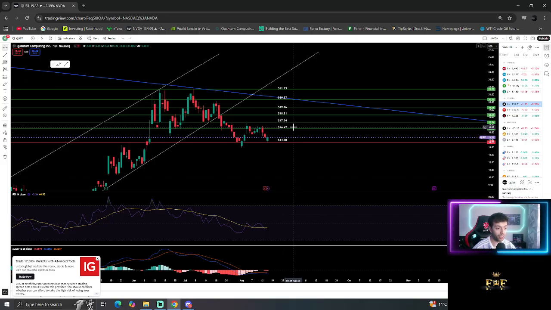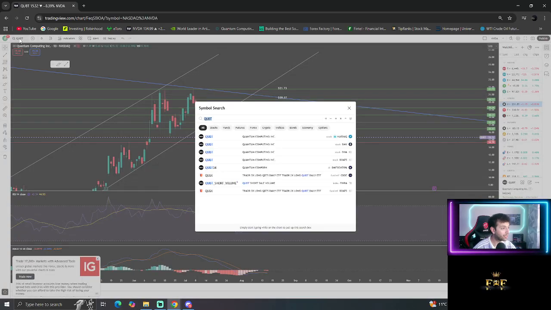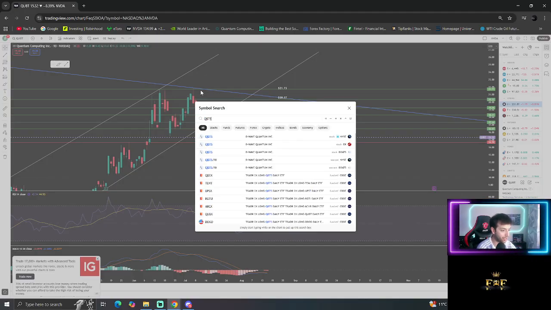So if we do break above the resistance, then we are heading towards the $17.34, and then if we do break above it, we can head back up to $18.31. This is about quantum computing, really short, but yeah, not a lot of things to discuss about it.